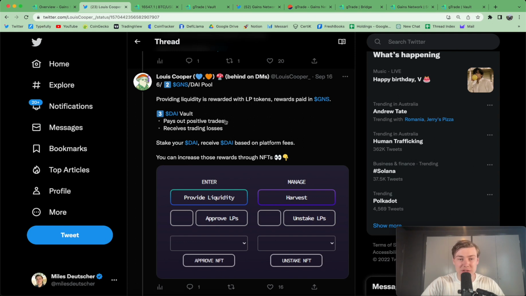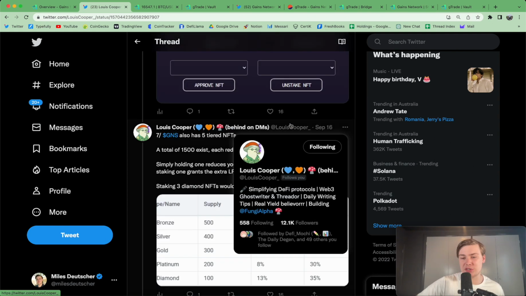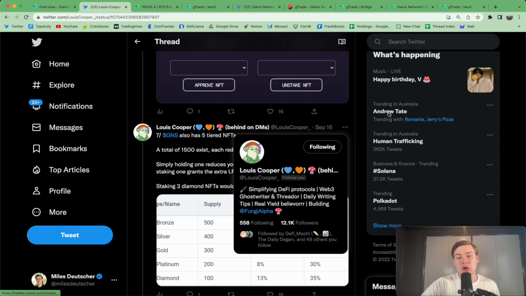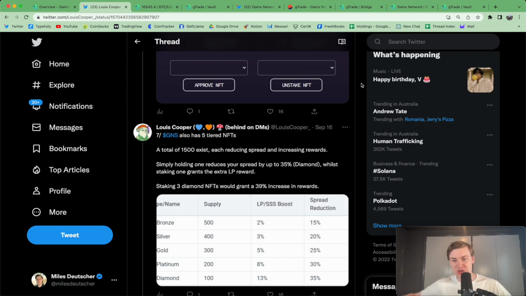The GNS DAI pool is essentially a liquidity pool where you provide liquidity to also earn rewards. So it pays out on positive trades and receives trading losses. So obviously, if you're betting on the DAI pool, you're betting on traders over time losing money and the protocol making money, the protocol having a house edge, which in general most exchanges do, because most people actually lose in trading. That's just kind of how trading goes. And the exchanges are obviously the beneficiaries of this dynamic. And that's why they say the house always wins. In this case, GNS is the house.